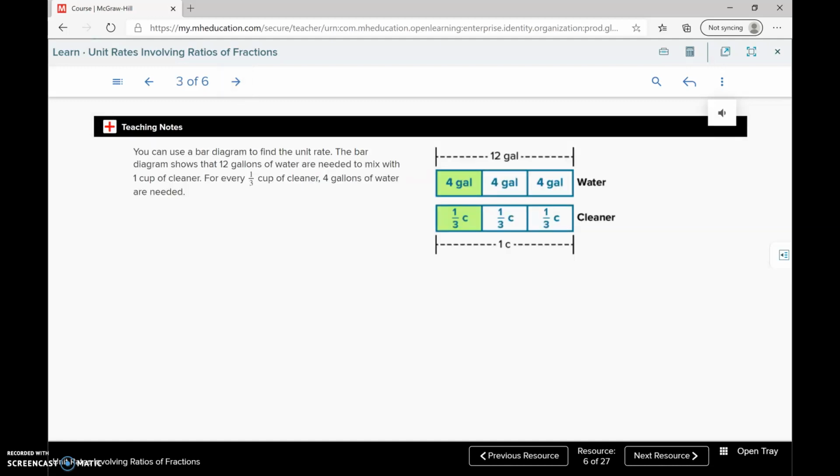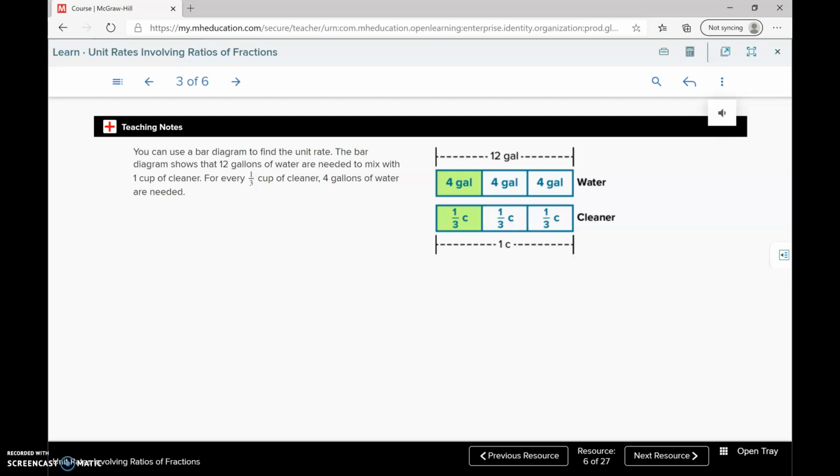I can also do it with a bar graph. We've used bar graphs before. The bar graph breaks down, all right, how many thirds of a cup are in a cup? 1, 2, 3. I have 3 of those. So now let's make an even bar that has the water. 1, 2, 3 sections of water, each at 4 gallons. If I add them together, it's 12 gallons.